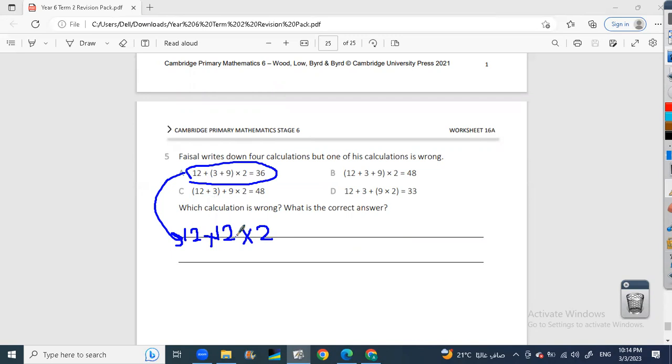Done. Second, exponents. We don't have an exponent here. All right. Third is multiplication or division in order from left to right. So I have to finish the multiplication first. So here is going to be 24. Addition is at the end. You add at the end. So 12 plus 24 is going to give you 36.